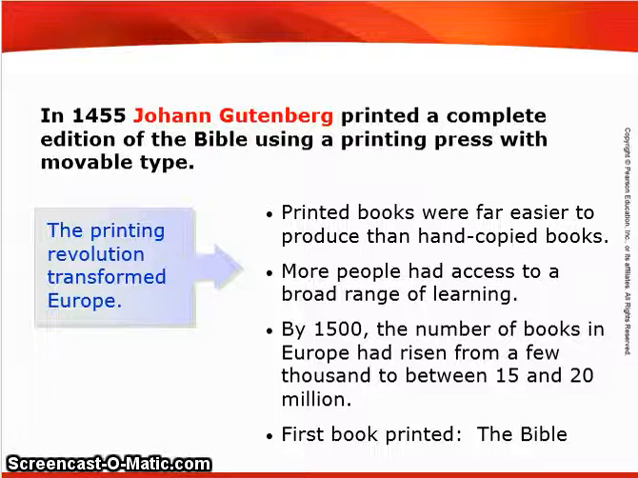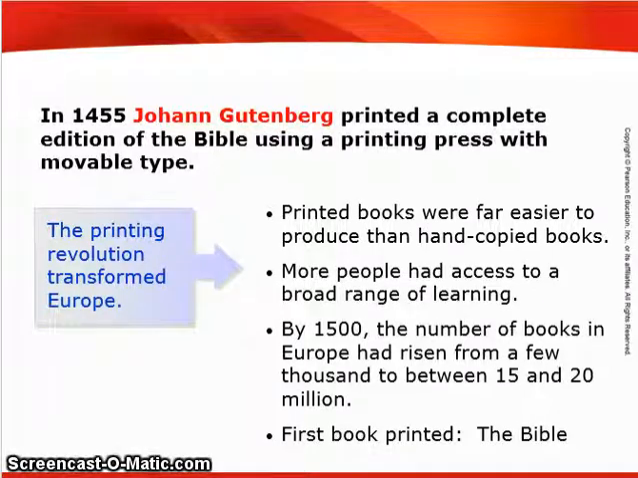In 1455, Johann Gutenberg printed a complete edition of the Bible using a printing press with movable type. Remember, in the Middle Ages, we had monks sitting for hours and hours and days and months copying manuscripts, and that's the only way you came up with a book, and it would take an incredibly long period of time. Now, using movable type, you can print books so much faster. The first book he will print is going to be the Bible, still on the bestseller list today.